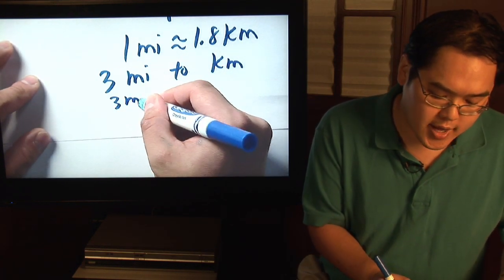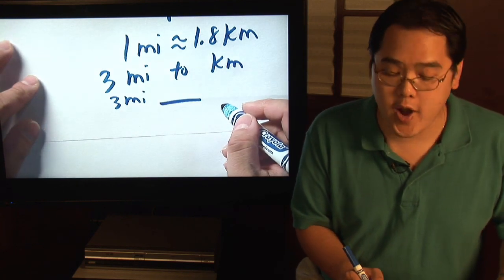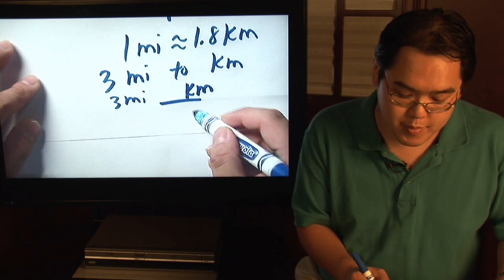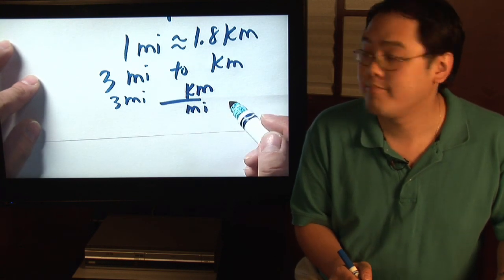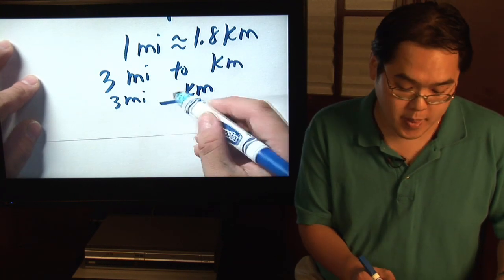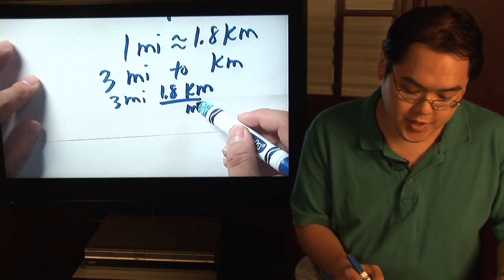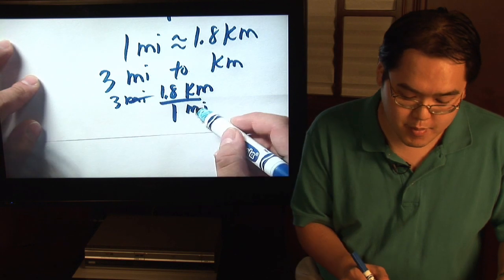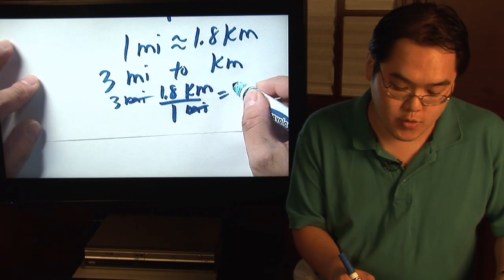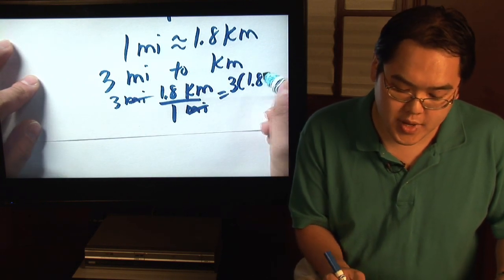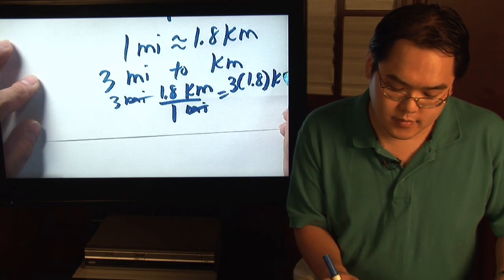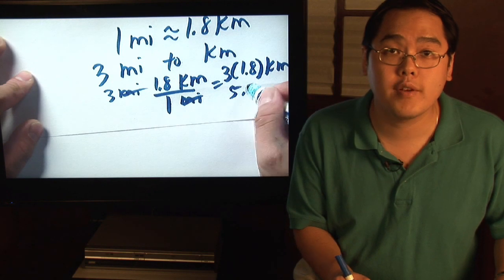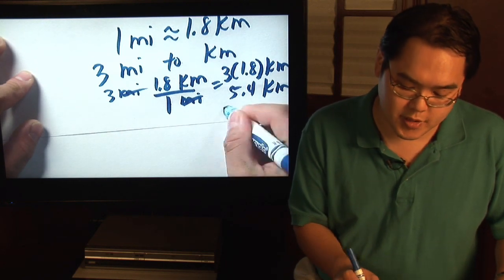You start off with 3 miles, and then start your unit fraction again. Since you want kilometers at the very end, that'll be on top. The miles will be on bottom. Again, plug in the numbers: 1.8 for kilometers and 1 for the miles. What's going to happen here is that the miles will cancel, and you will multiply 3 times 1.8 kilometers. And so as a result, when you multiply, you will get 5.4 kilometers.